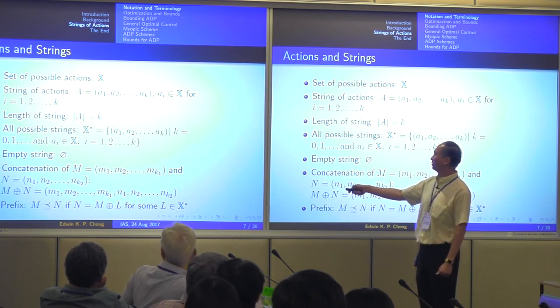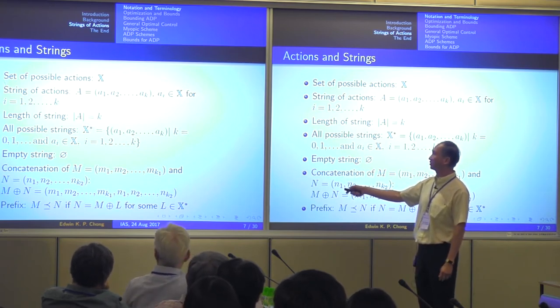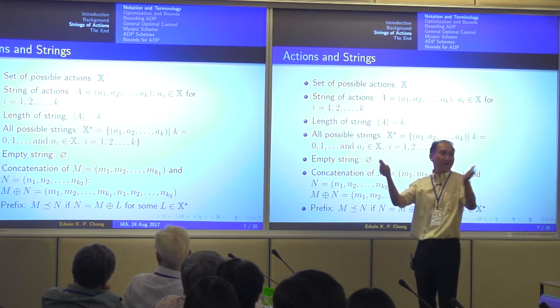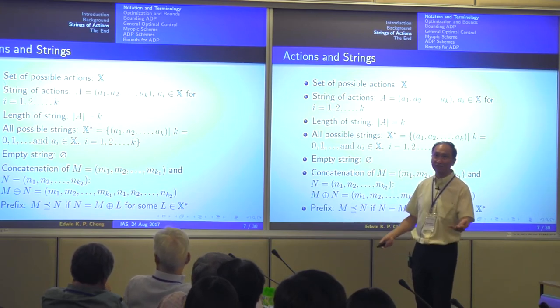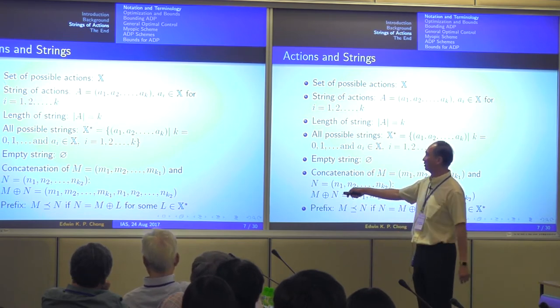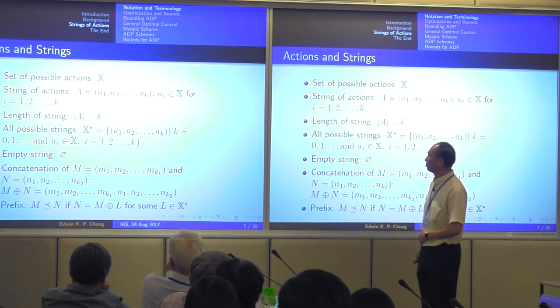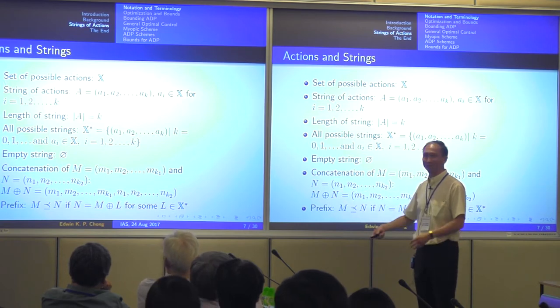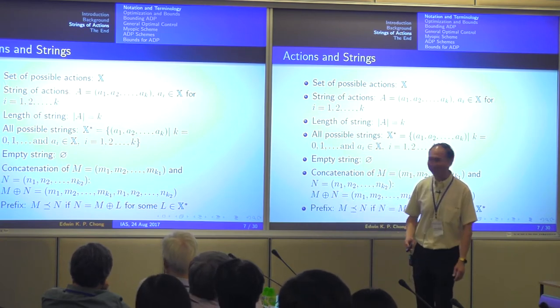Now, all possible strings, let's call it x star. So x star is the set of all possible strings of any arbitrary length, including length 0, which means the null string, okay, the empty string. And I'm going to use this symbol for the empty string. So this is the analog to 0 on the real line, okay?